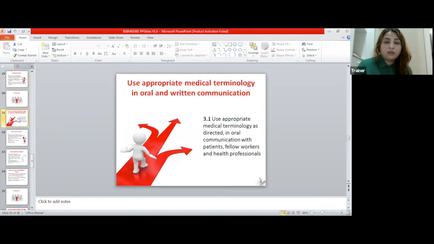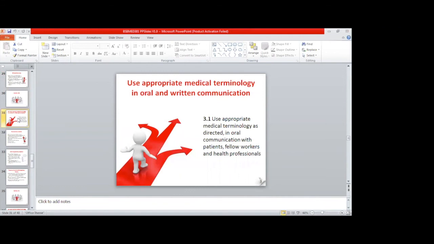Now the third and final element: use appropriate medical terminology in written and oral communication. So use it appropriately, and start using it wherever you work.